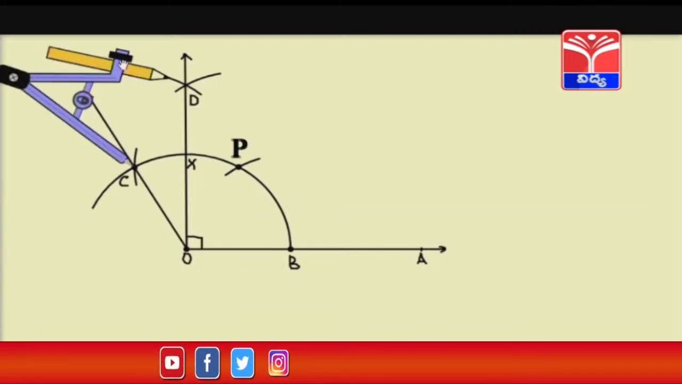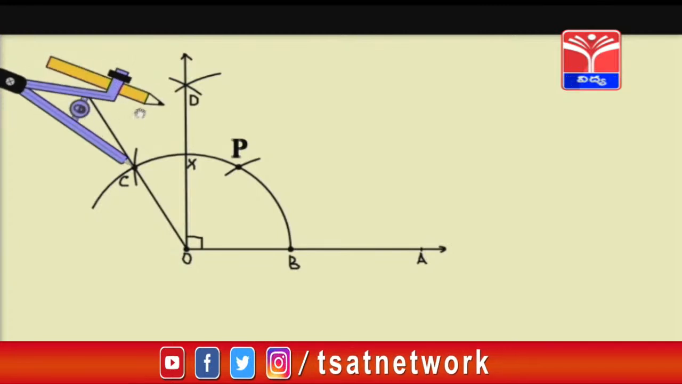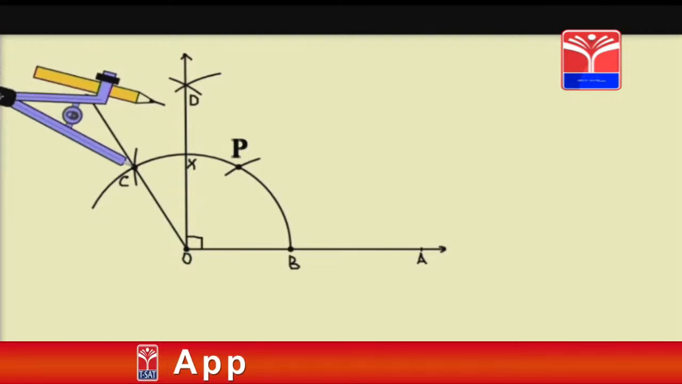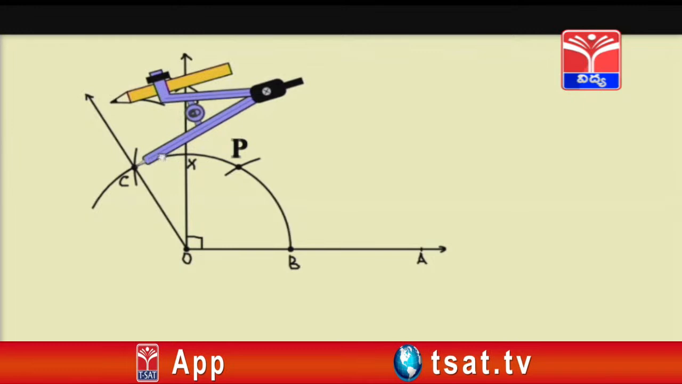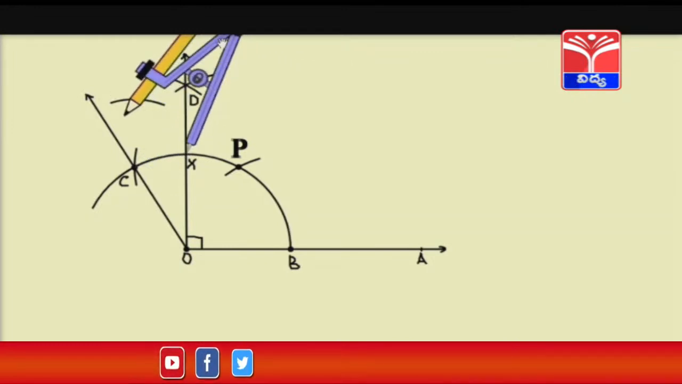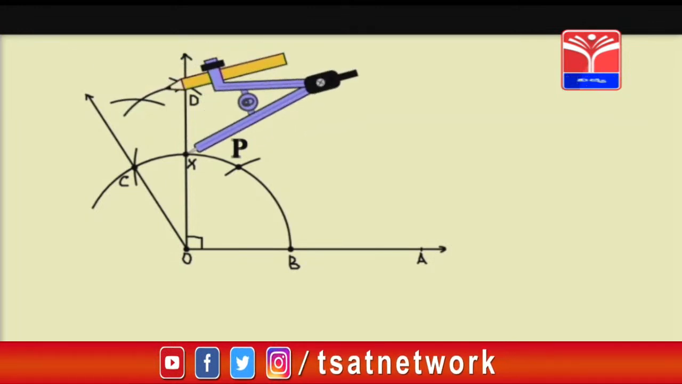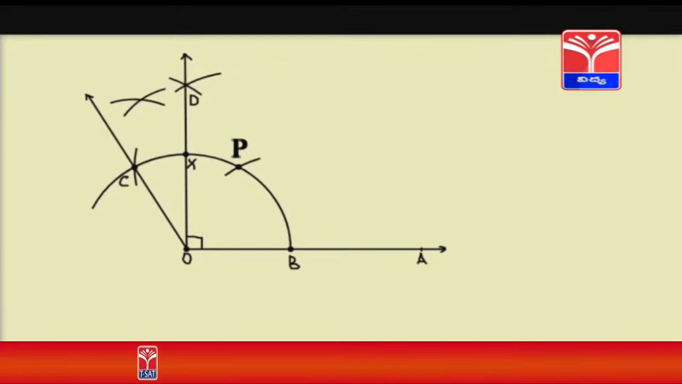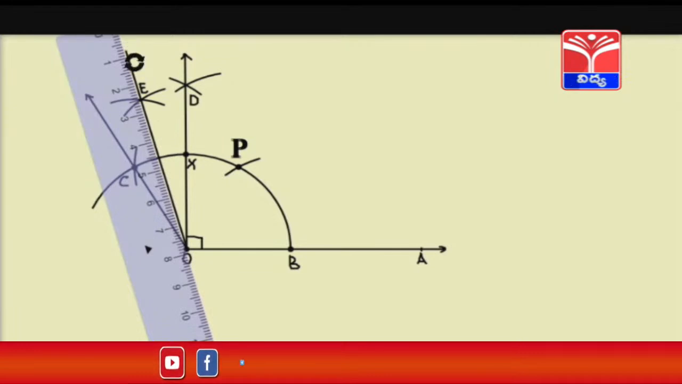So, with C as center and radius equal to more than half of CX, draw an arc as shown. Again, place the pointer at point X and draw another arc such that it should intersect the previous arc. So, now you can notice both the arcs are intersecting at a point. Then mark the point of intersection of arcs as E and join OE and extend. So, this OE is a ray.